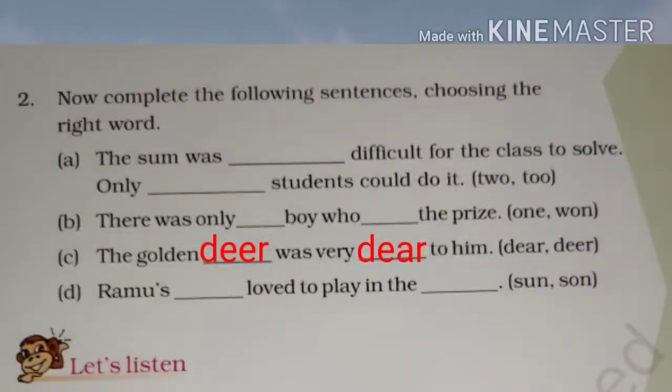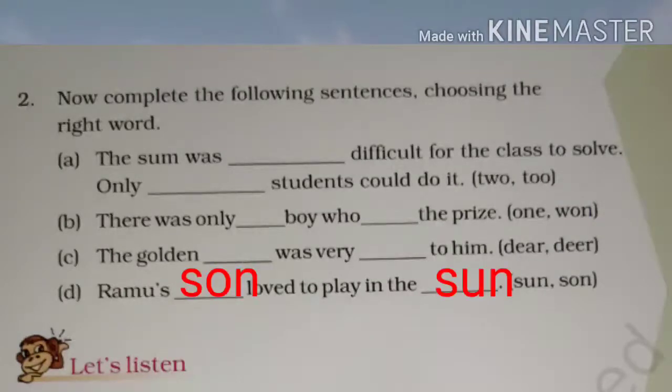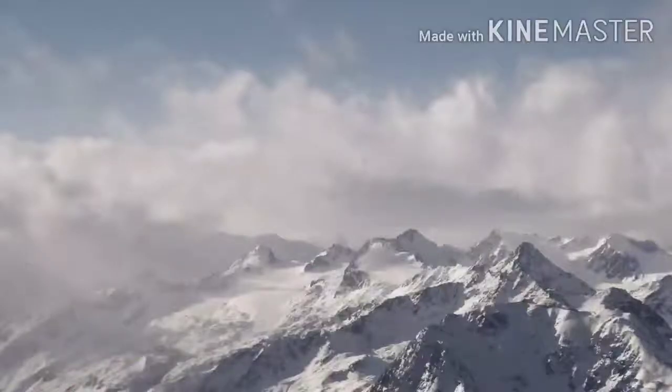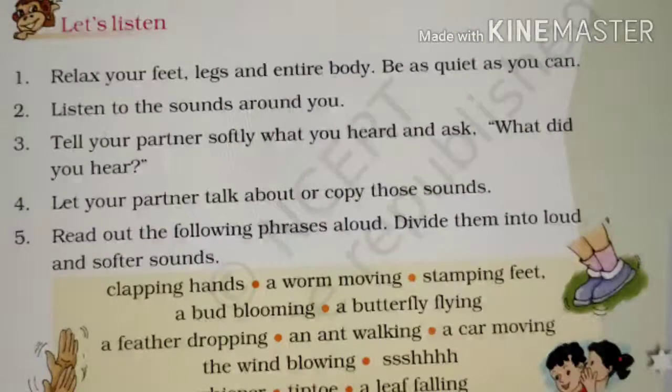Now question number D. Ramu's dash loved to play in the dash. The correct answer will be: Ramu's S-O-N, son, loved to play in the S-U-N, sun. Okay. Now let us move to the last heading.